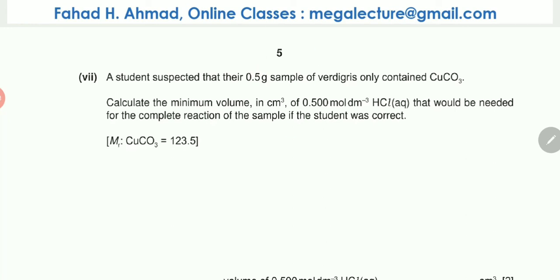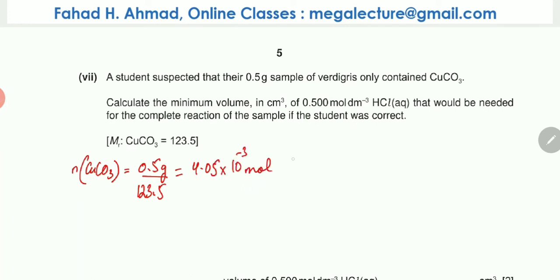So I'm going to start with 0.5 gram copper carbonate and try to figure out the moles of that copper carbonate. So let's find the moles of copper carbonate, and moles is mass divided by MR. The MR is already provided, that's 123.5. And the moles that I'm going to get is 4.05 times 10 to the power minus 3 moles of CuCO3.